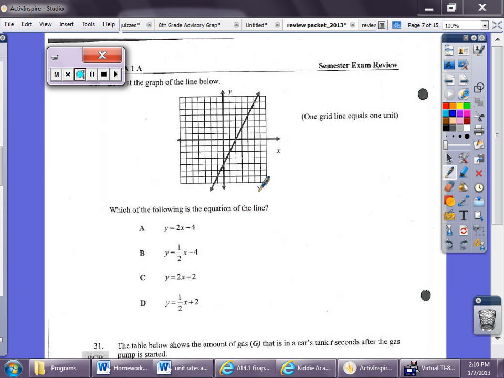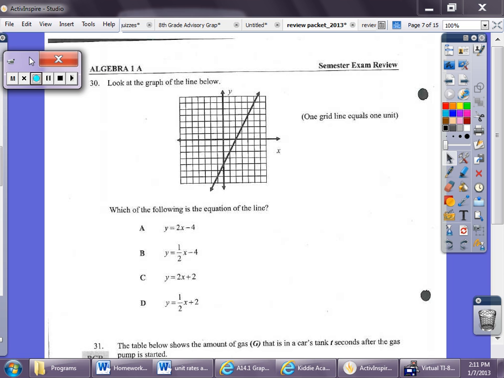Semester exam part 3. Alright, so we're going to pick up with question number 30 here. Question 30 says, look at the graph below. One grid line is 1 unit. Which of the following is the equation of the line?